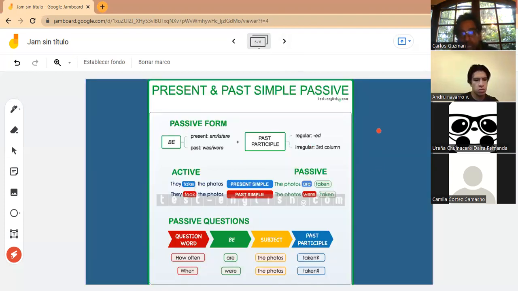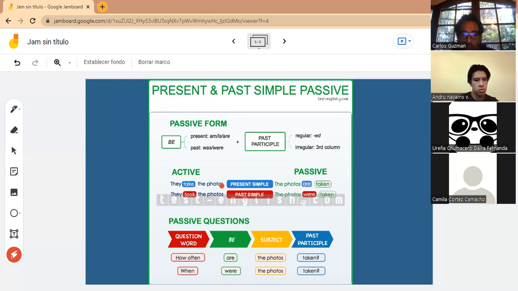Okay, so this is the present and past simple with the passive voice. So I mean, the passive voice, you can use it with all the tenses you can think of. We're gonna practice with almost every tense. So this is with the present and past simple passive. It's just basically how do we use it, right? So the active voice and the passive voice.